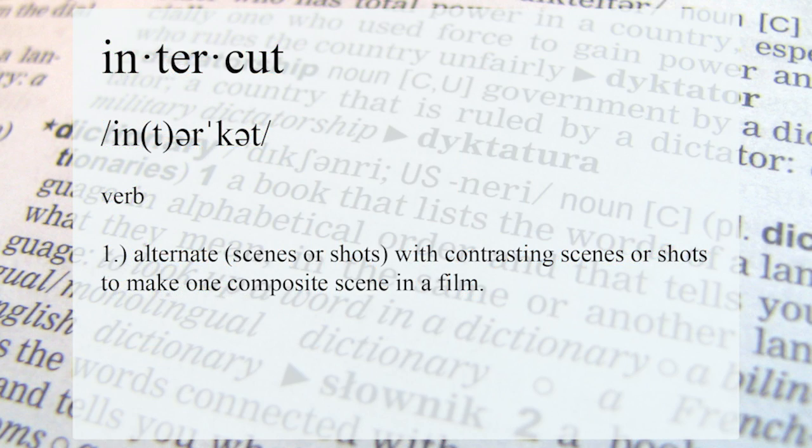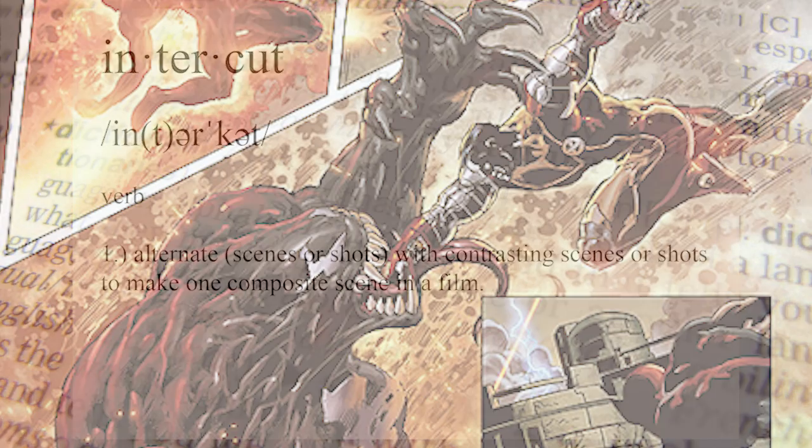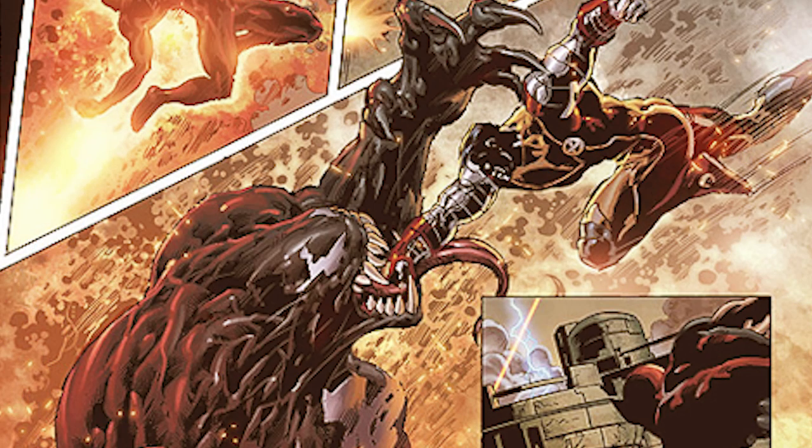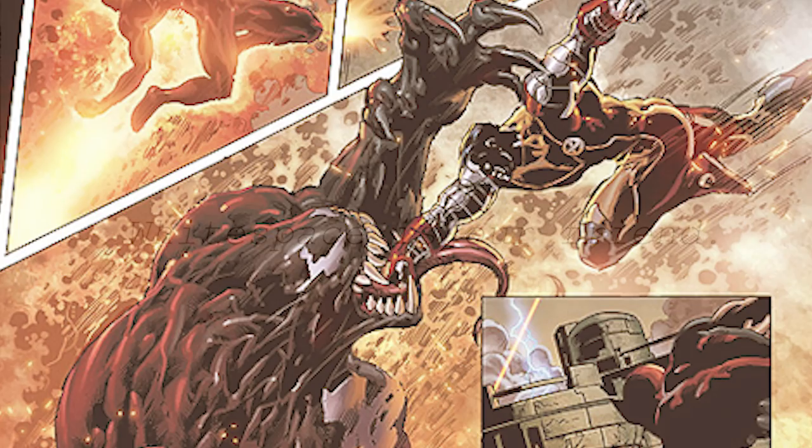Intercut, or to intercut, means to alternate scenes or shots with contrasting scenes or shots to make one composite scene in a film. Simply put, we'll establish two or more settings and let the reader know the plot is unfolding as we switch back and forth between them, eliminating the need for scene headings. It can be used for a variety of reasons, but the most important is to create white space. Remember, this is the reader-friendly type of space in your script. So instead of typing the same two scene headings over and over again, it's implied we're switching between the two locations.